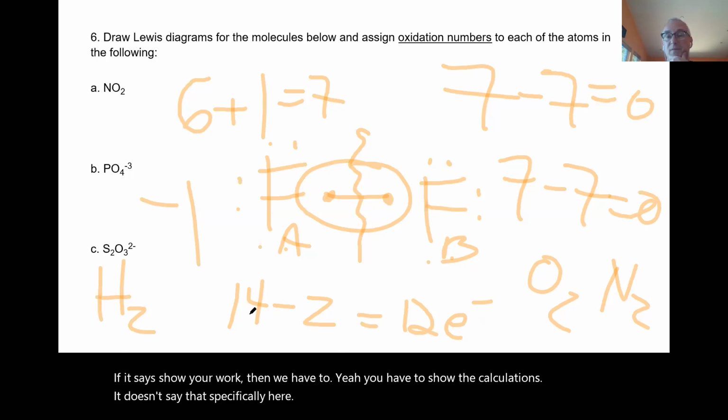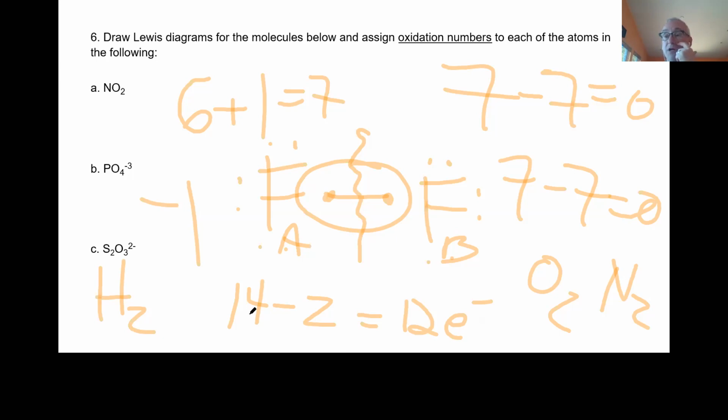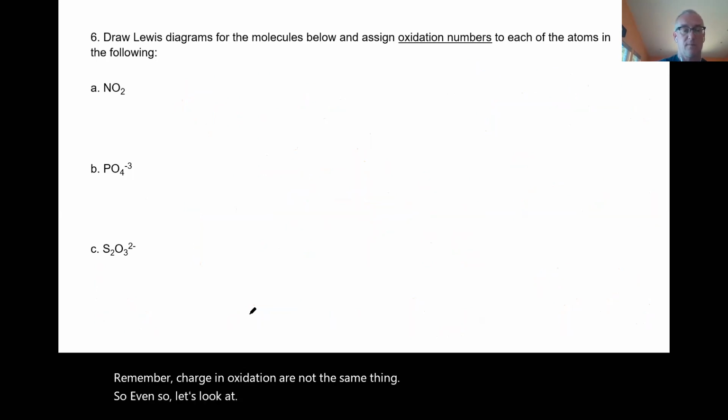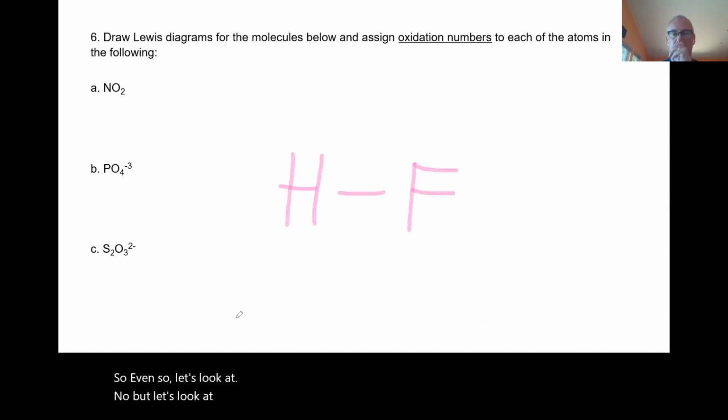Okay, for this fluorine, since it doesn't have a charge, it's going to be oxidation number 0. Oh, remember, charge and oxidation number are not the same thing. Oh, okay. No, but let's look at HF.